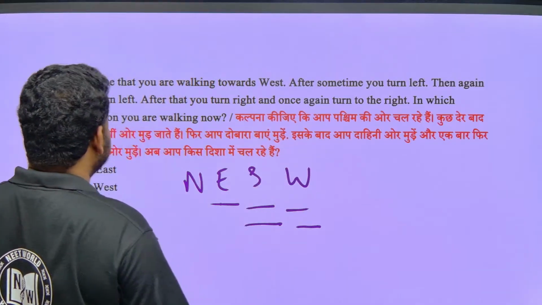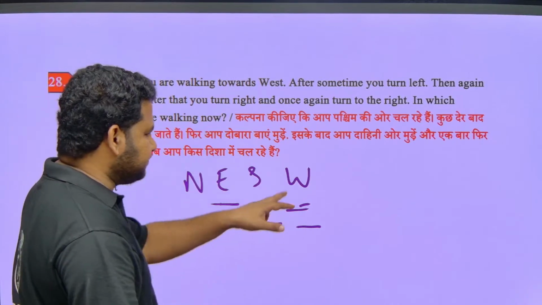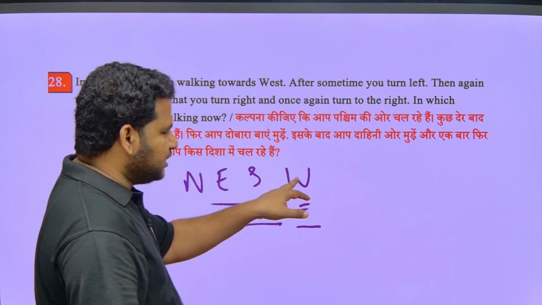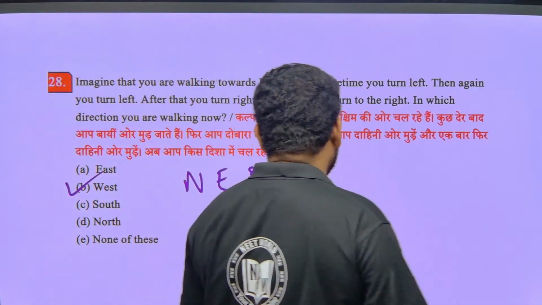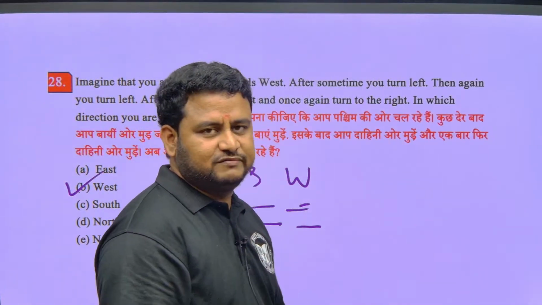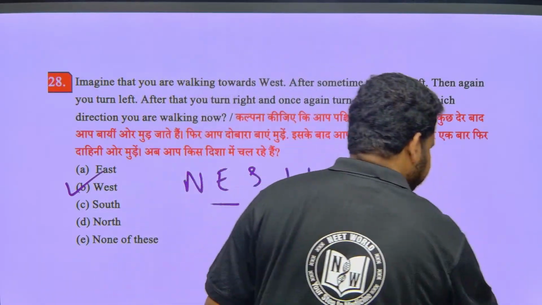Okay, in which direction are you walking now? Which direction you are walking means in which direction you are facing. The last value, put it under what? Under west. So which direction are you walking? It is west itself. Got it? This is how you have to answer the question. In which direction you are walking means in which direction you are facing. The answer is west itself. Clear?